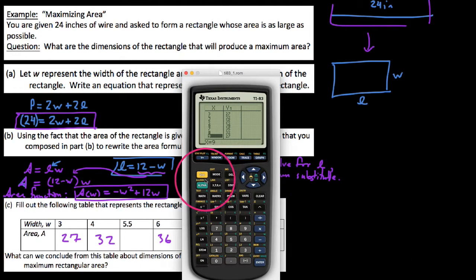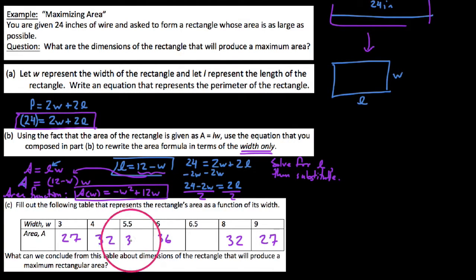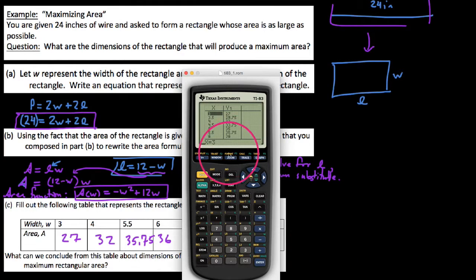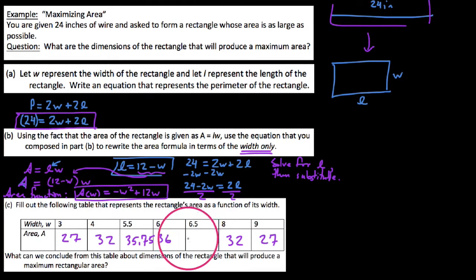Certainly we could plug 5.5 into this function. What I'm going to do is go back to my table set and ask my table to go by halves. Now when I go back to my table, I can see that 5.5 would be 35.75, and for 6.5 also, we get 35.75. So we're seeing something happen here. In terms of area, we wanted the maximum area, and we can see that the maximum area is going to occur if this has a width of 6.